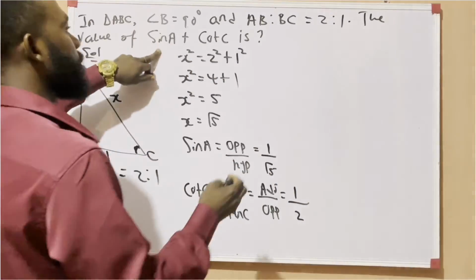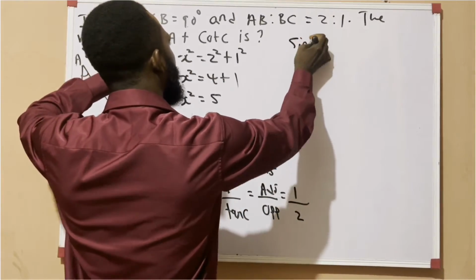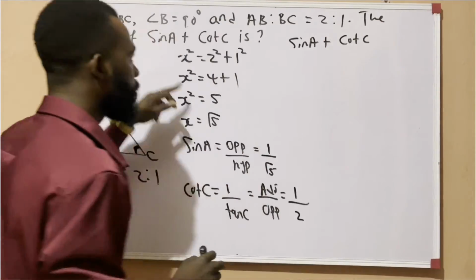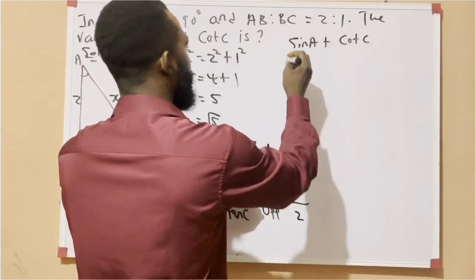Therefore, what we are going to do now is this. Therefore, sine A plus cot C becomes sine A is 1 over root 5.